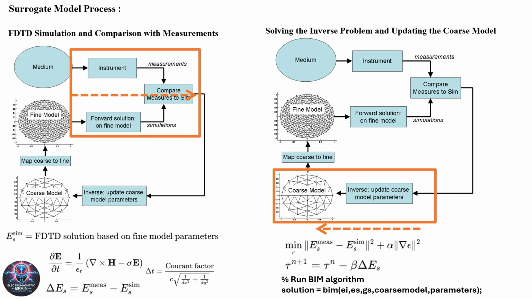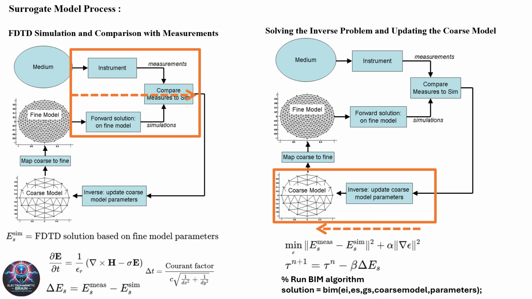With the fine model in place, we now simulate the scattered fields by solving the forward problem using finite difference time domain (FDTD) methods. FDTD numerically solves Maxwell's equations for the electric and magnetic fields across the fine model grid, producing simulated scattering data. FDTD calculates the time-dependent evolution of electric and magnetic fields at every point in the fine grid. It applies Yee's grid for discretizing Maxwell's equations and computes the scattered field by subtracting the total field from the incident field.